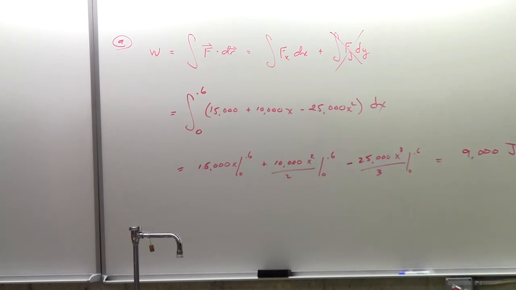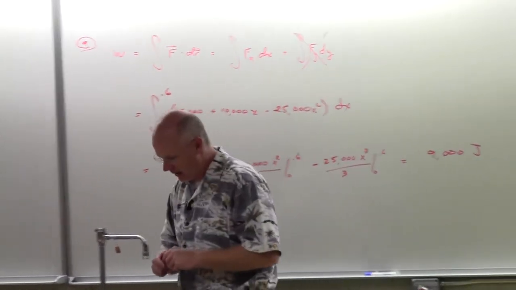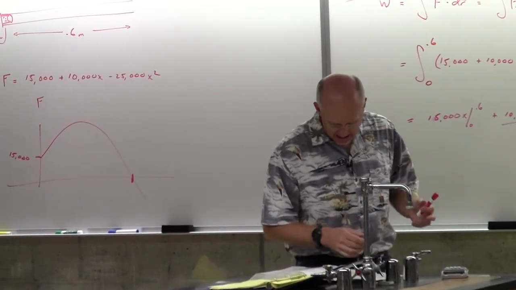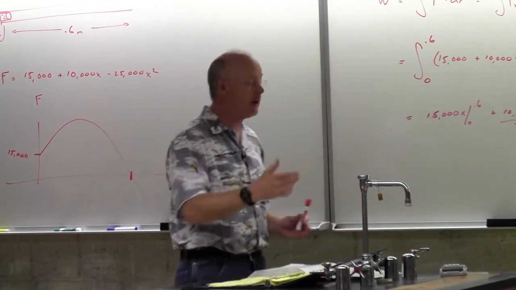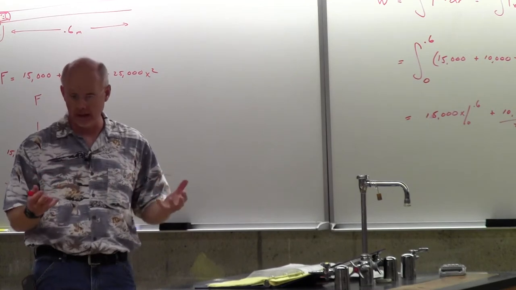9,000. And maybe I should ask you guys, 9,000 what? Joules. Yeah, so the units are joules. Force in newtons, distance in meters, newton times a meter is a joule. So they're saying it's 9,000 joules. I'm going to ask a question that your author doesn't ask, but it's probably worth showing here: okay, what would the speed of the bullet be?